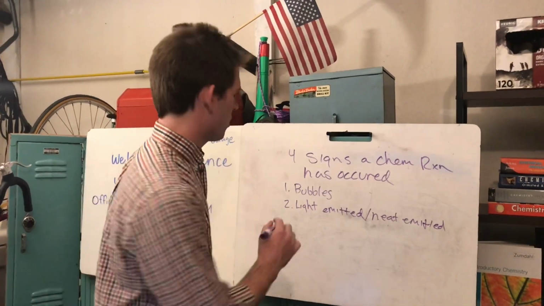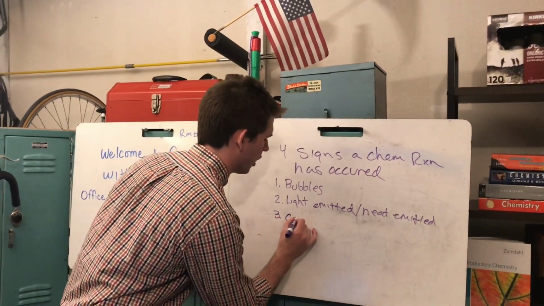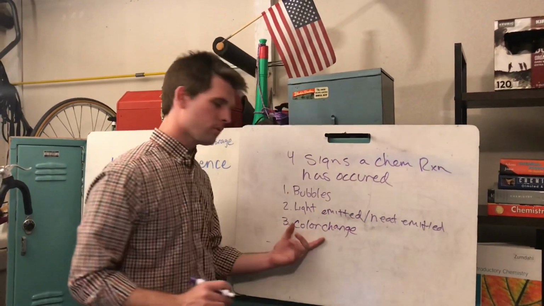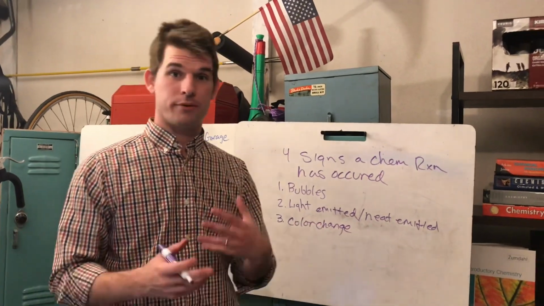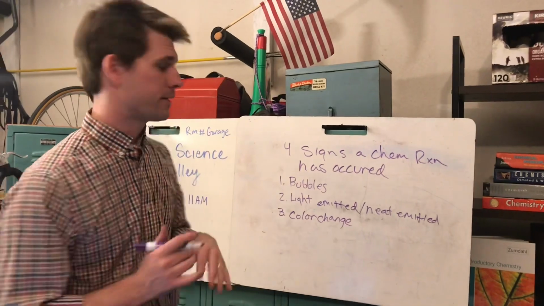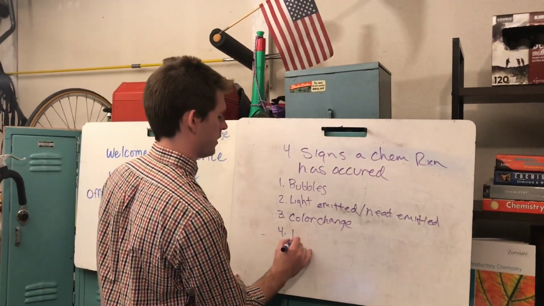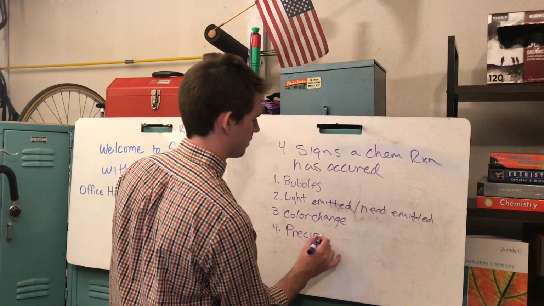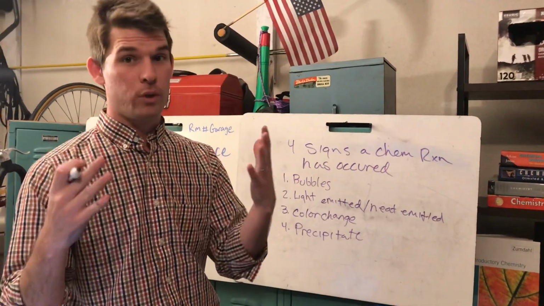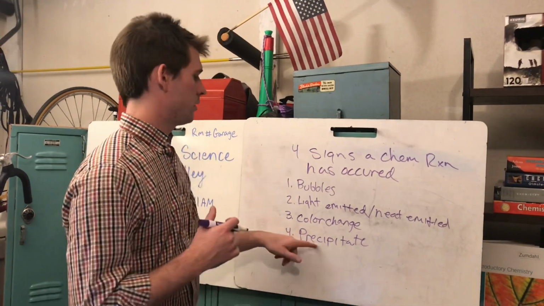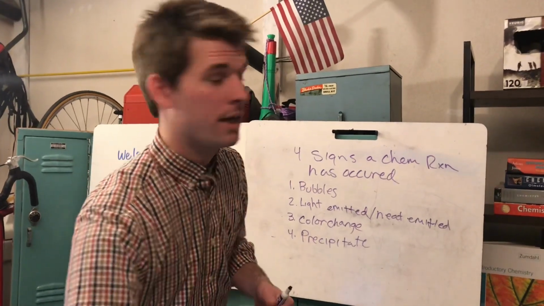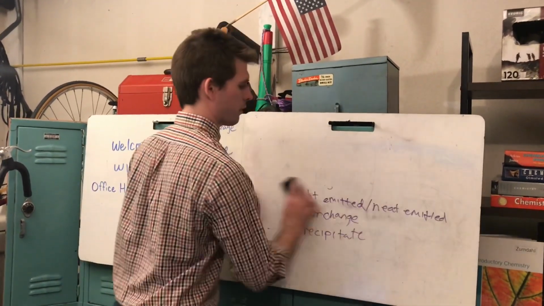The third one we're going to do is a color change. If we see a color change, then we know a chemical reaction has happened. If the color is completely different, or even any kind of color change, a chemical reaction has happened. And the fourth one is a precipitate. If we added 2 liquids together and we formed a solid, we know a chemical reaction has happened. These are the 4 signs of a chemical reaction. Let's do the next one real quick.